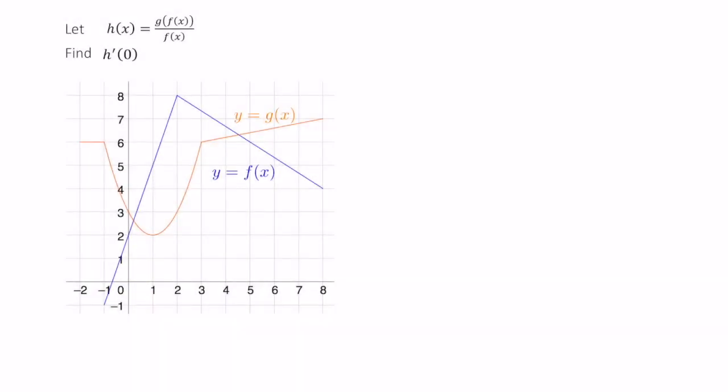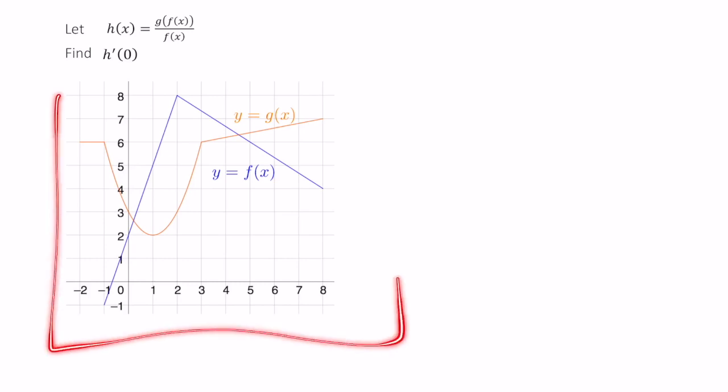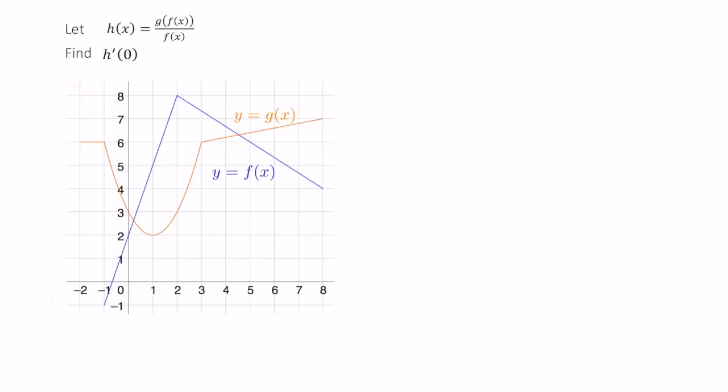Welcome. In this video, we are told that h is equal to the composition of g and f, divided by f, and we want to find the derivative of h evaluated at 0. And we're given this graph here. This graph shows us what g of x is and what f of x is. So we will be applying the chain rule, and on top of that, we'll be applying the quotient rule.